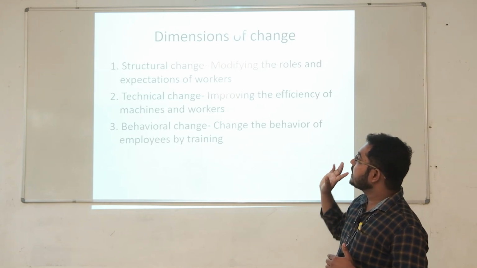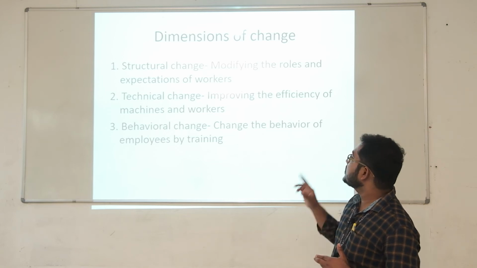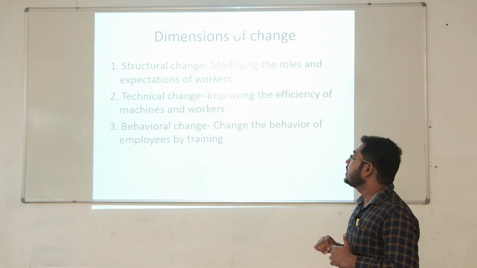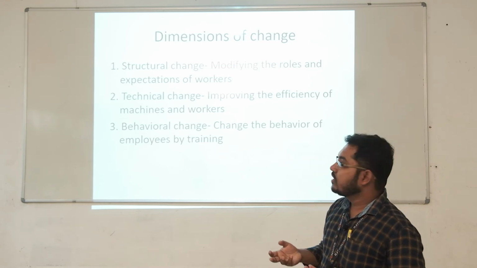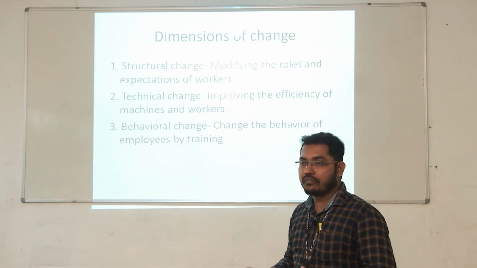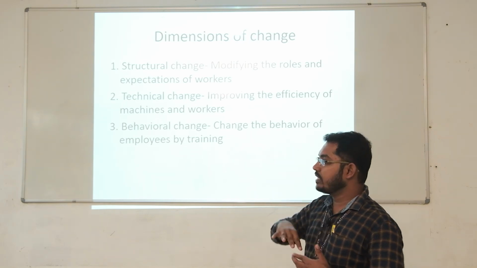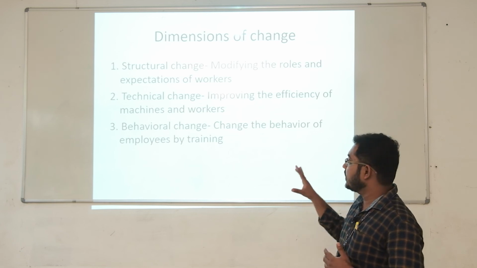And the next thing is technical change. So what is a technical change? Improving the efficiency of machines and workers. That is called technical change. For example, we can change the machines. We cannot expect the same productivity from the old machinery. Definitely we cannot get the same output.